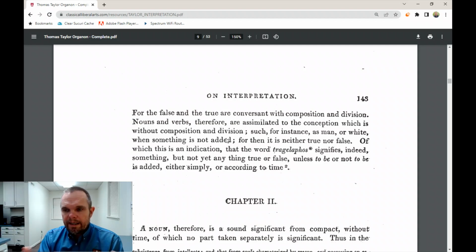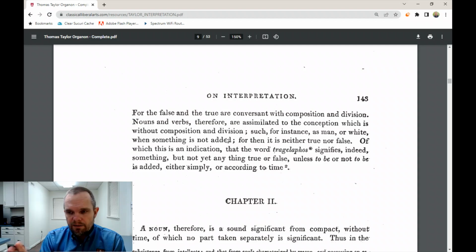But tragelaphos, joining together two nouns, does not produce truth or falsehood unless the verb to be or not to be, is or is not, is added to join them. And then that can be done simply by using the present tense of the verb, or according to time, by adding some idea of time other than the present by using a past tense or a future tense form of the verb. So that's chapter 1 of Aristotle's On Interpretation.